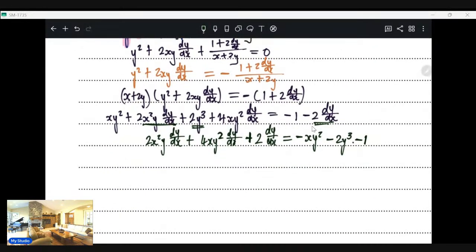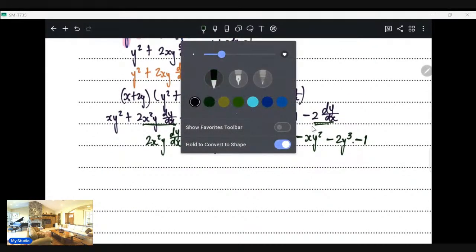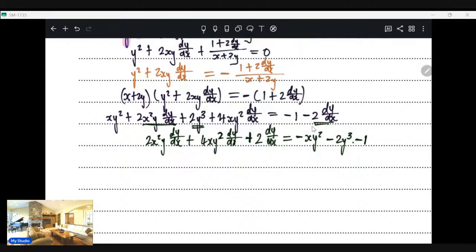Then now it's easy. Look what you just do. You factor out dy dx. Okay? You remain with 2x squared y plus 4xy squared plus 2 to be equal to negative xy squared minus 2y cubed minus y. Are you seeing this?